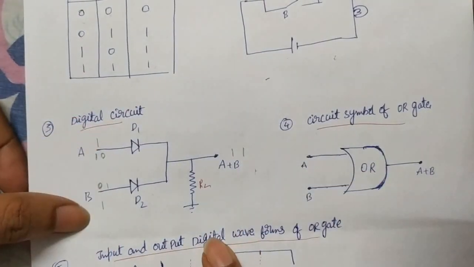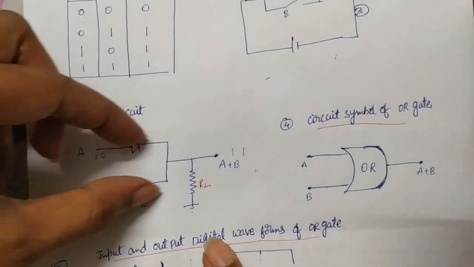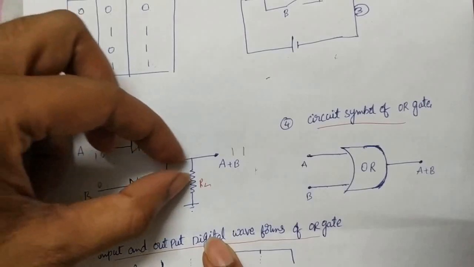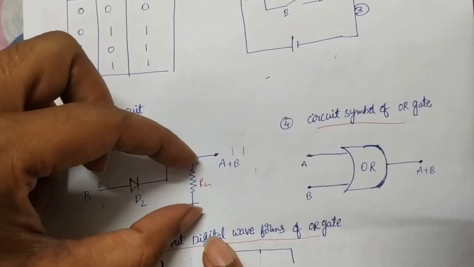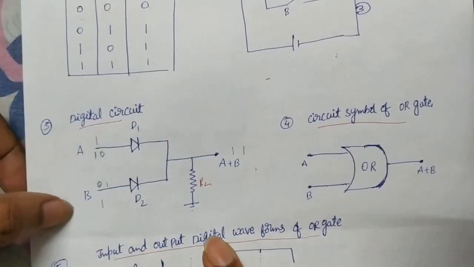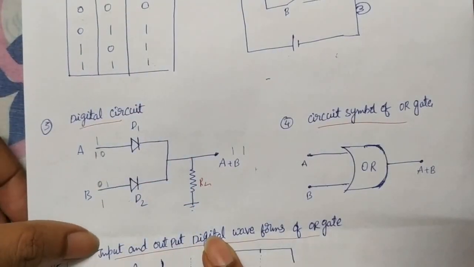Except for 0 0, in all remaining cases these two diodes are forward biased. Because of that, some current flows through the load resistance, and across that we get some output. This is the digital circuit of the OR gate.